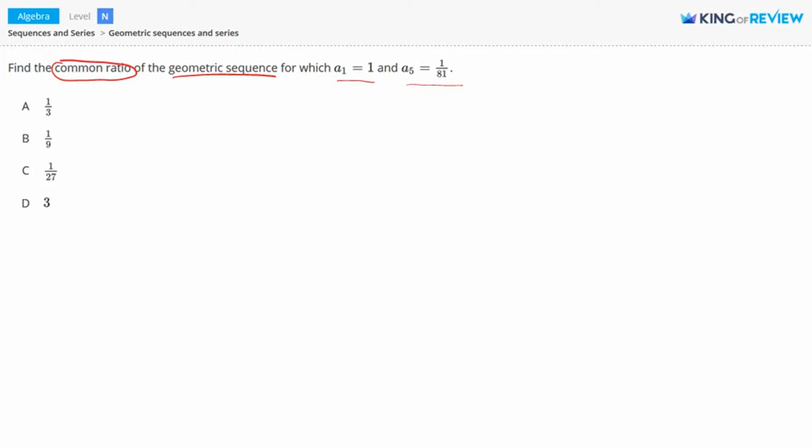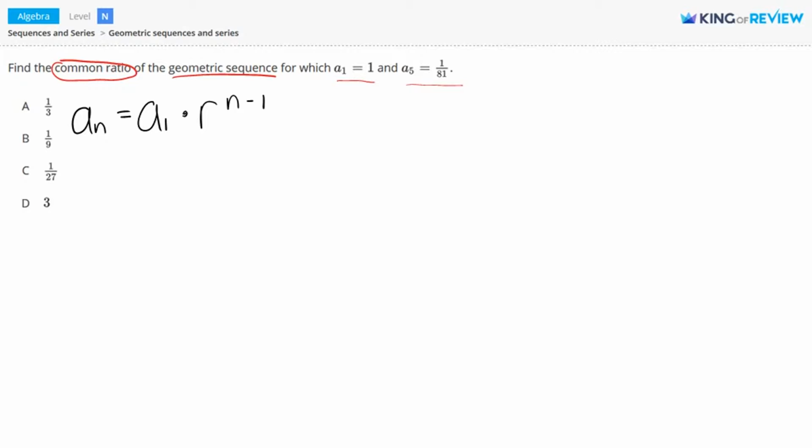How do we do this? Well, we have an equation called the rule for geometric sequences that will help us solve this problem. The rule for a geometric sequence is an equals a1 times r to the n minus 1 power, the nth term of a geometric sequence with a1 as its first term and r as the common ratio.